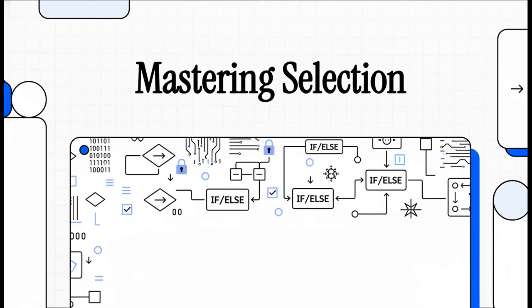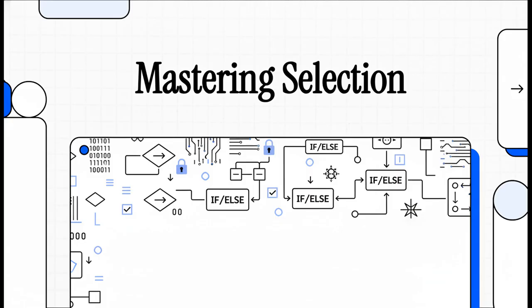If you're gearing up for your OCR J277 GCSE in computer science, you are in exactly the right place. Today, we're going to absolutely nail a core programming concept, selection. This is all about how programs make decisions, and trust me, getting this right is so crucial for your exam.